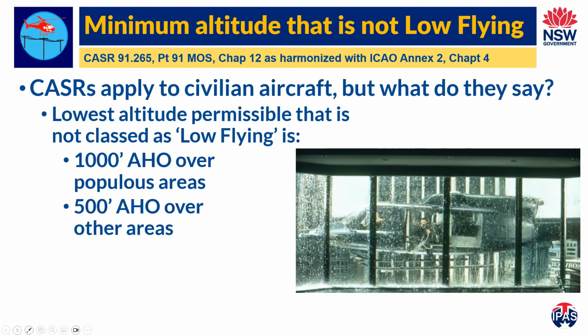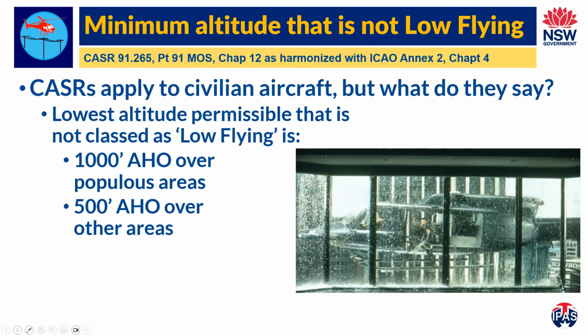So if you're not over a populous area, as I described before, and 99.9% of the time when you're doing fire trail inspections you are going to be over other areas, in which case the minimum altitude is 500 feet. Now, when you do your inspections, you are going to be down at about 30, 40, 50 feet above the trees, correct? Yep. Okay. You are definitely low flying when you're doing your inspections.